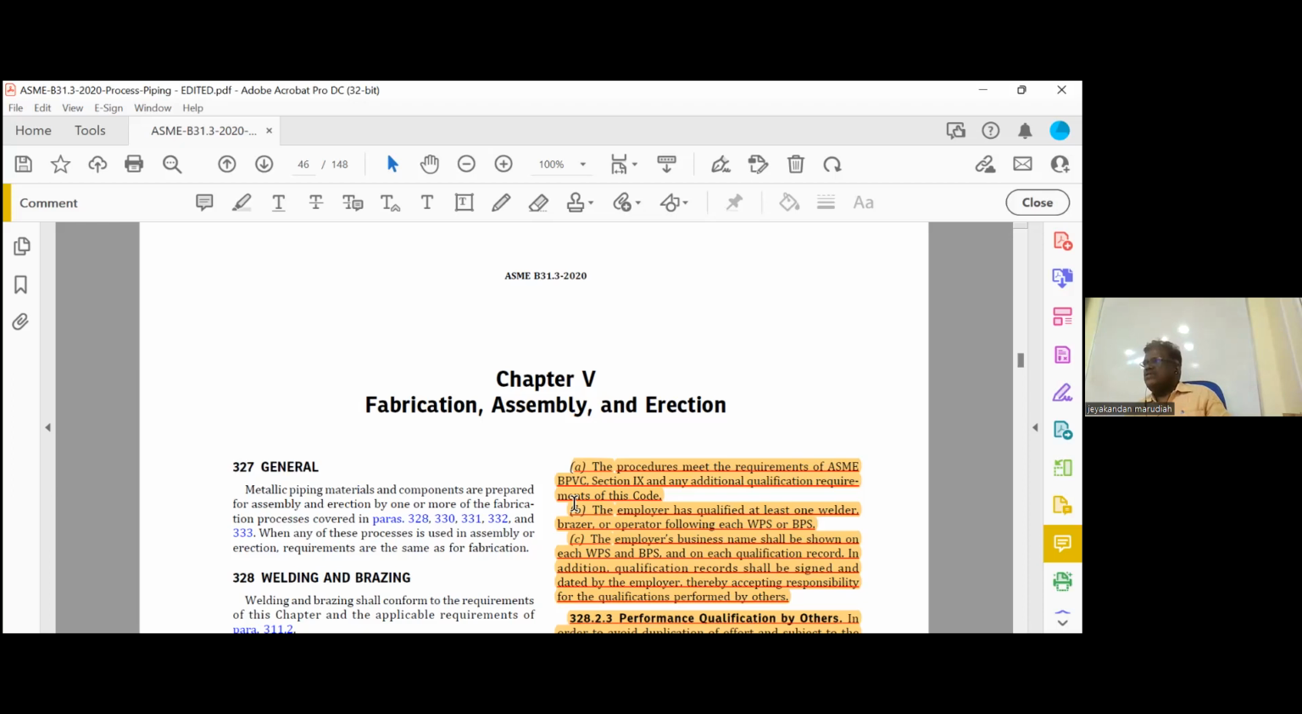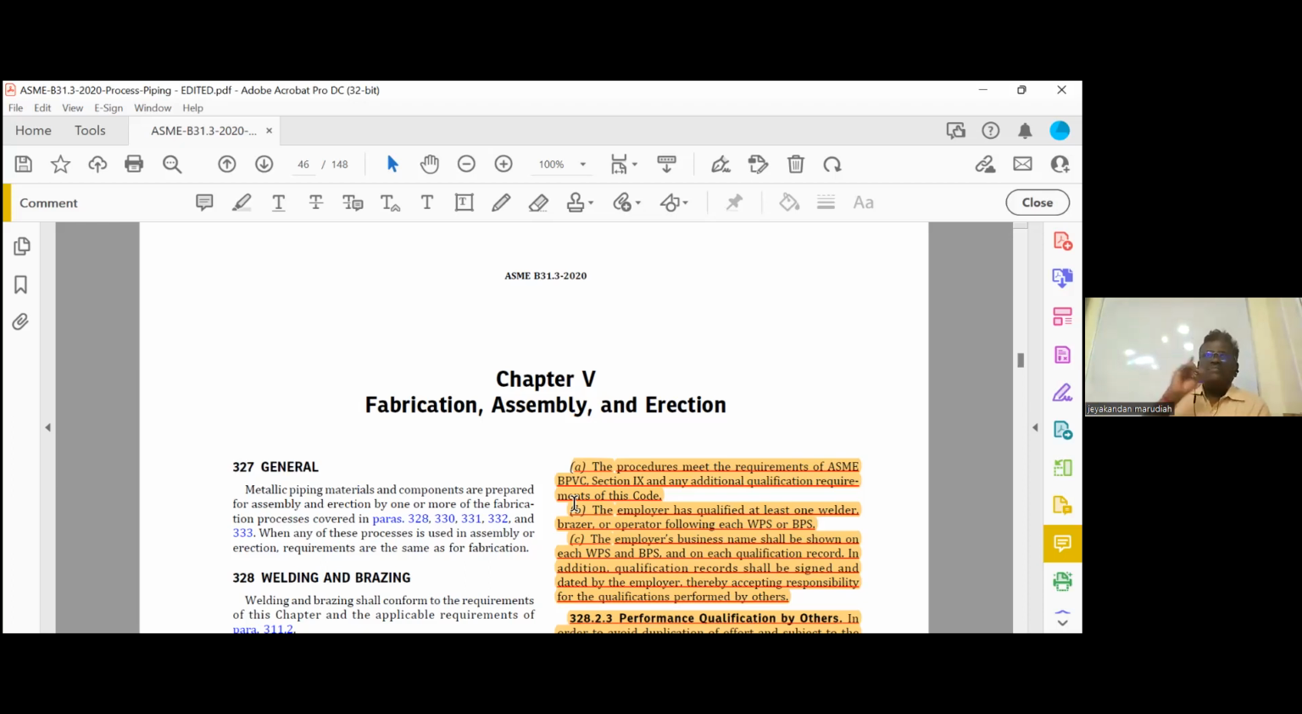For example, let us first come to the PQR. As per section 9, backing strip, I told you what is backing strip, retainers, consumable insert, these are considered as non-essential variables. Non-essential means even if you use it or not, we can write a WPS. Even if you don't use it during PQR, we can write a WPS with it; you can add or delete. That is the meaning of non-essential. But as per B31.3, if you want to make a procedure with the consumable insert or backing strip, we have to use it in the PQR, like an essential variable. We have to strictly follow.